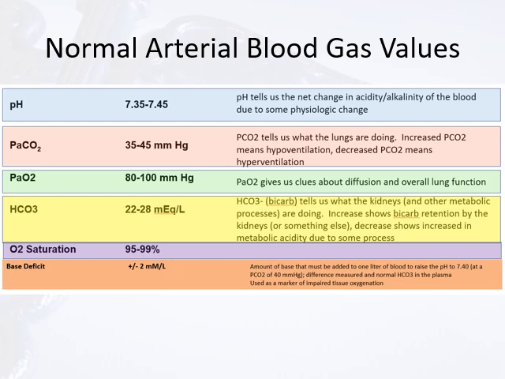Our next value is PaO2, and that's the partial pressure of oxygen in the arterial blood. Normally, we're seeing values of between 80 and 100 millimeters of mercury.